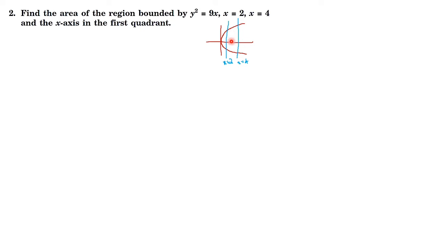The x-axis in the first quadrant is this portion. This is a rough sketch, so keep it here. Then y square equal to 9x, from there we can calculate y. y is equal to root of 9x, that is equal to 3 root x. Why are we calculating y?